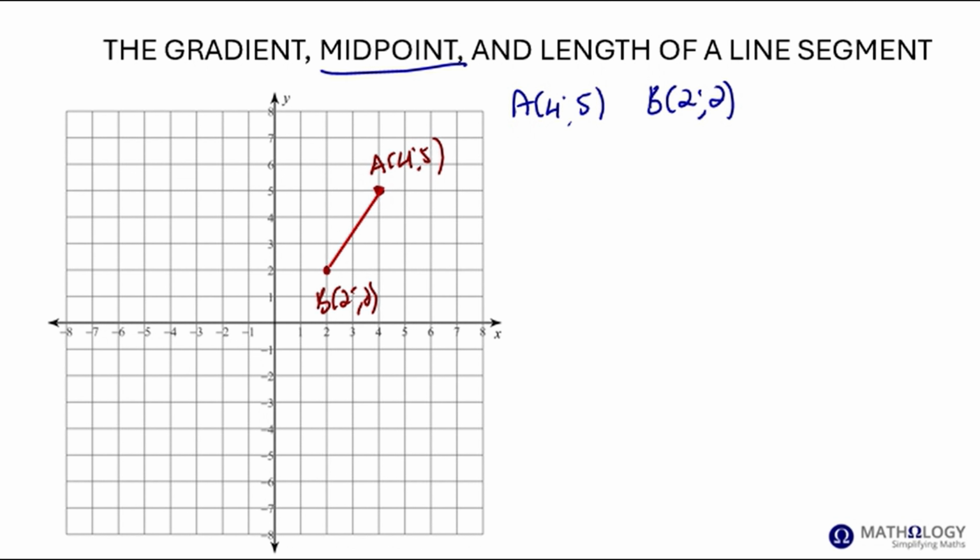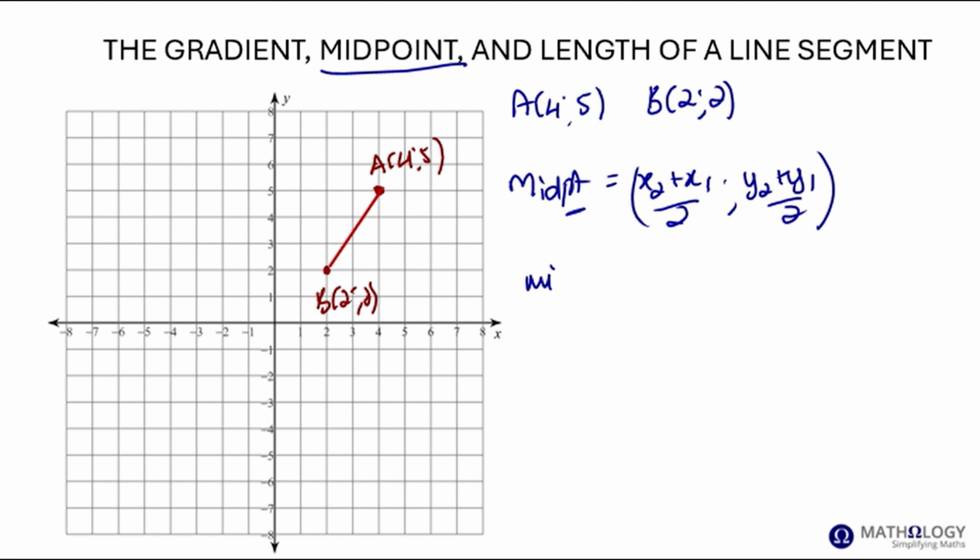The midpoint of line segment AB, the midpoint of any line segment, is given by the sum of the x coordinates divided by 2, the sum of the y coordinates divided by 2. And we're talking about the midpoint, right? The keyword is point here. So the point is an x and y coordinate, and it's enclosed in brackets.